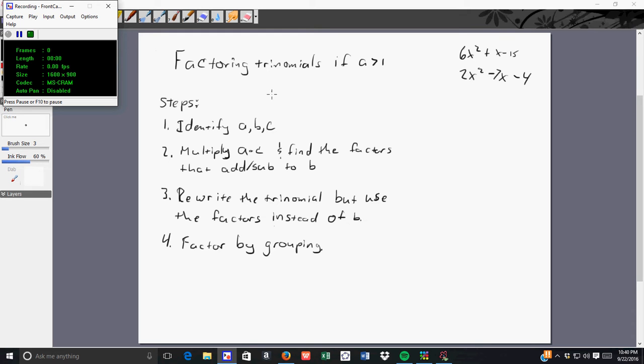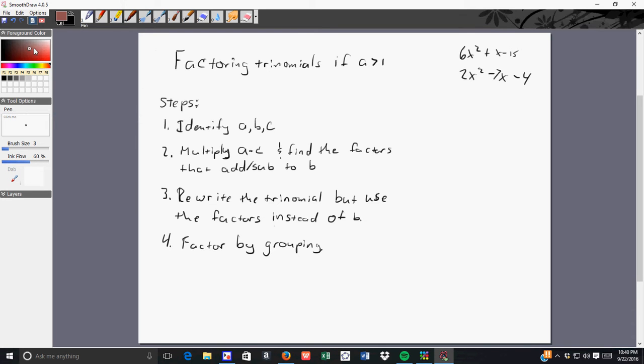I'm going to do a video on factoring trinomials if a is greater than 1. And this is actually a really neat video. Well, I hope it becomes a neat video. And I wrote down some steps, and I'm just going to do an example. Here I want to factor 2x squared minus 7x minus 4.